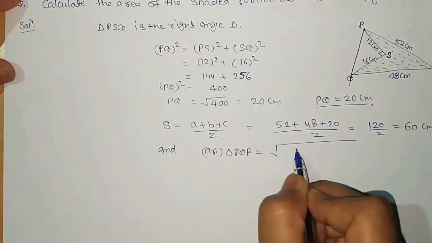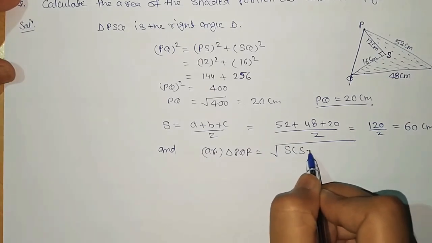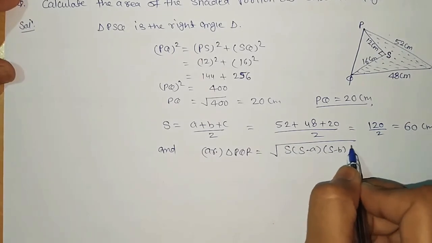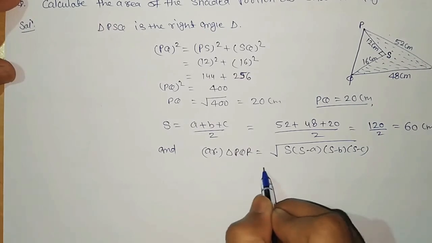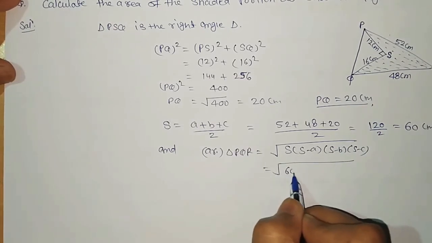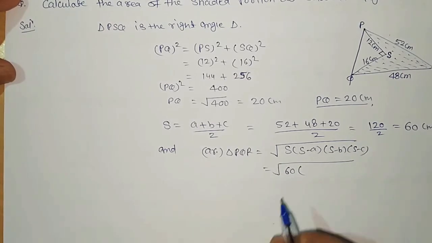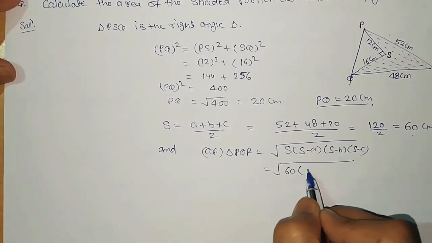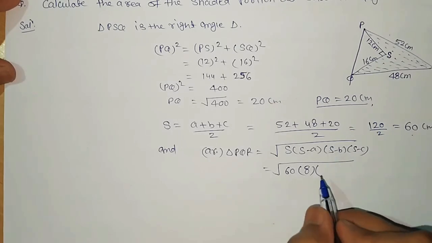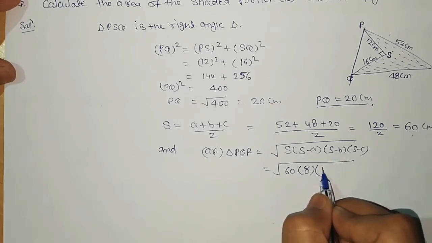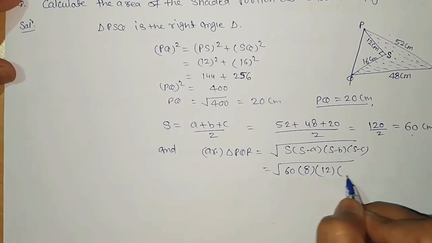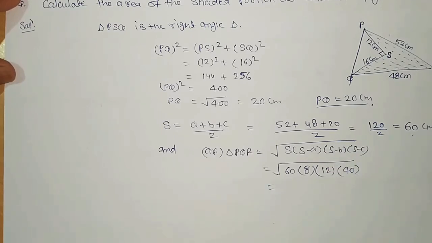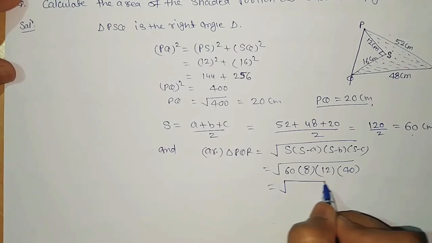Put the values into the formula for s, s minus a, s minus b and s minus c. So s equals 60 cm, and s minus a: 60 minus 52 equals 8 cm, 60 minus 48 equals 12 cm, and 60 minus 20 equals 40 cm. Now solve this equation.